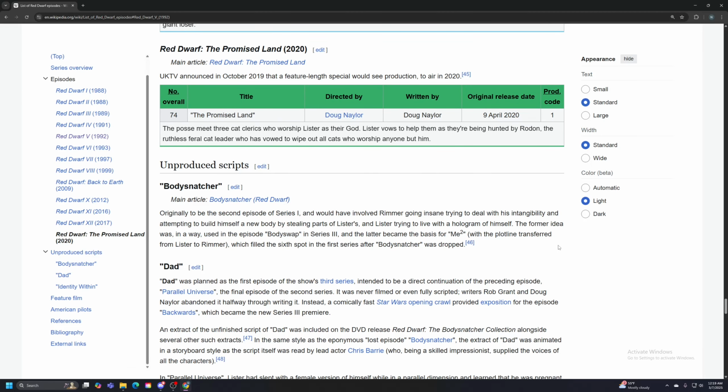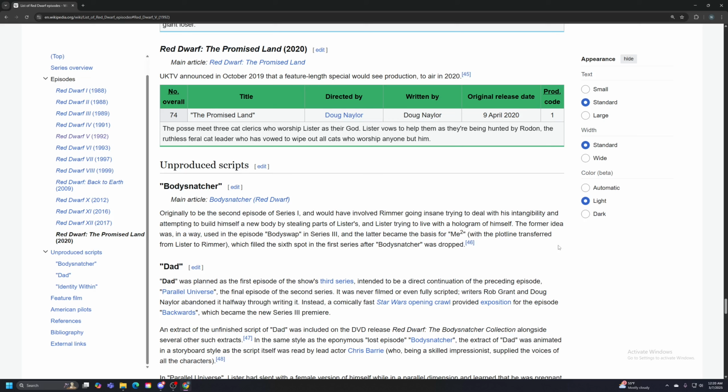Alright, Red Dwarf, The Promised Land, 2020. UK TV announced in October 2019 that a feature-length special would go into production to air in 2020. Alright, so episode 74 and the final episode, The Promised Land.